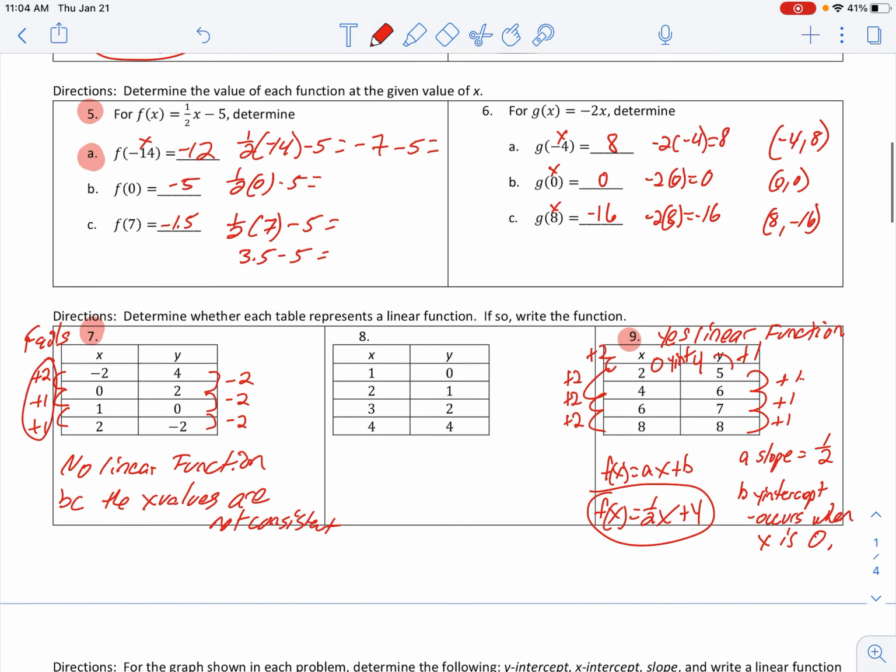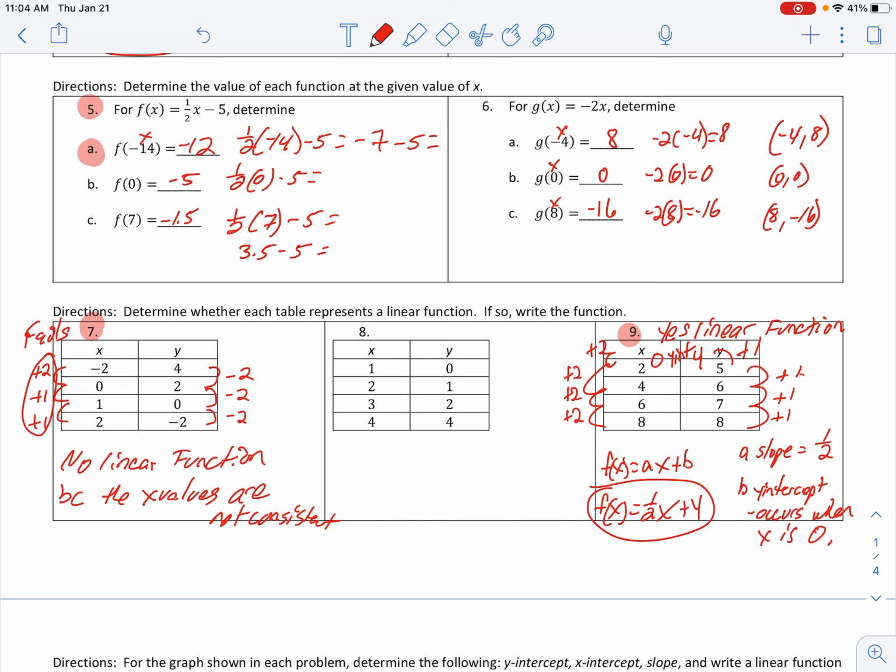And then let's do number 8, and then I'll pause it right there. To determine if it's a function or not, I am looking to see if there's consistency on the y's from one y value to the next. 0 to 1 plus 1, 1 to 2 plus 1, 2 to 4 plus 2. I'm looking at the x's as well. 1 to 2, 2 to 3, 3 to 4, and I do not have that consistency there on the y's. This is where it fails because the x's are good to go, and therefore this is not a linear function.